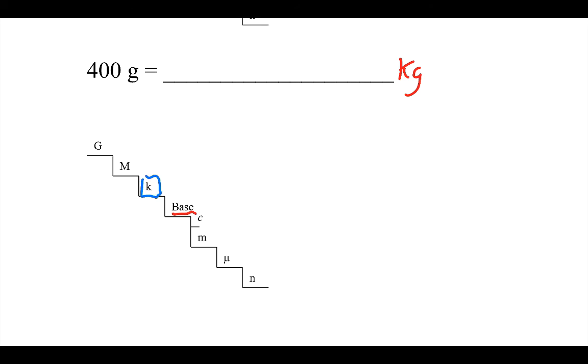So in this case, I'm starting on the base and I'm going 1 step up or to the left to kilo. I start off with my 400 and my decimal. 1 step is 3 decimals going left. 1, 2, 3. So 400 grams is 0.4 kilograms. Again, mass is the only standard unit that is not on the base.